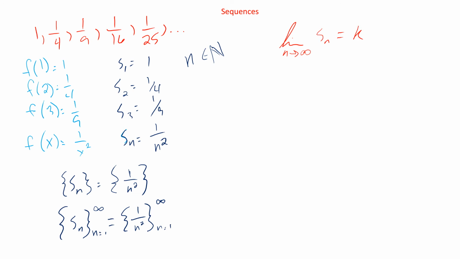We could replace the sequence with the related function to have the limit as n goes to infinity of f of x equals k. How do we find the limit as x goes to infinity? We could plug in infinity, see what happens. If we have, in this case, 1 over x squared, that's going to go to 0.